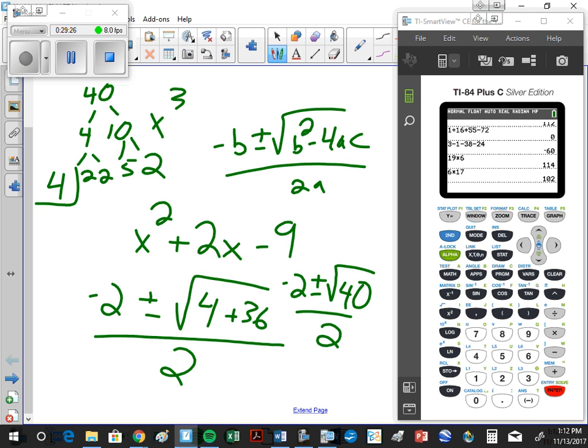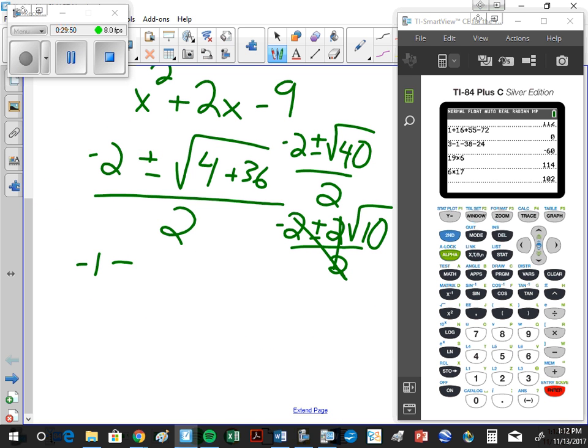Do I have any pairs? I can bring out one set of 2's. What's left over? 2 times 5. So it's negative 2 plus or minus, I bring out a 2, and I leave the 10 on the inside. Does that simplify? Those cancel. So negative 1 plus or minus the square root of 10.